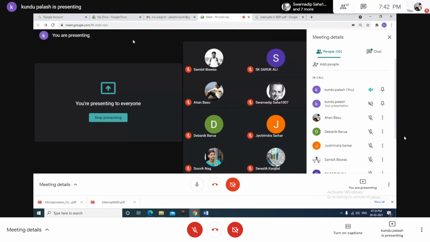So these are the very conceptual things for the wait state generation, why it is required, and the bus idle machine cycles. So did you understand? You have to go through these notes.